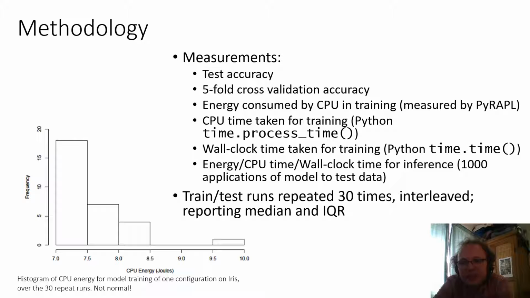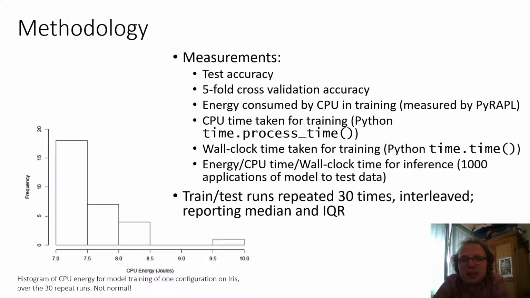In this talk, I'll be focusing on accuracy on test data and energy for training and inference. But the things that we measured overall were test accuracies, that is, accuracy of the model on an unseen test set, the 5-fold cross-validation accuracy of the model, the energy consumption of the CPU while the model was being trained, and that was measured using PyRapple, which is a Python library for accessing the instructions on Intel CPUs that can approximate energy consumption for a given process.